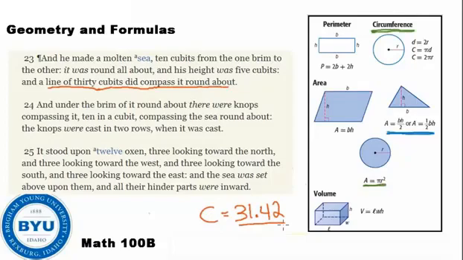Now, what is this sea that it's talking about? Well, we can keep reading. Verse 24, it says, "And under the brim of it round about there were knops," which are like decorations, "compassing it, ten in a cubit, compassing the sea round about. The knops were cast in two rows when it was cast." In verse 25, we read, "It stood upon twelve oxen, three looking toward the north, three looking toward the west, three looking toward the south, and three looking toward the east. And the sea was set above upon them, and all their hinder parts were inward."